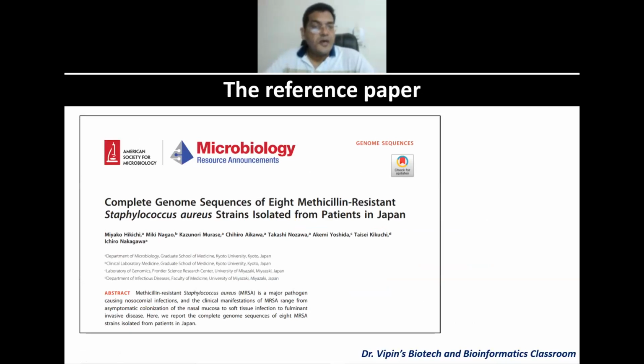So this is the paper that we are going to refer to. What this has is complete genome sequences of 8 methicillin-resistant Staphylococcus aureus. So this is what you came to know when you sequenced it. So earlier what you had was a sequence of Staphylococcus aureus, and then you assembled it together, checked for genes for antimicrobial resistance, and you found them. So this is basically the final derivation of the paper, that you have complete genome sequences of 8 methicillin-resistant Staphylococcus aureus strains isolated from patients in Japan, right?